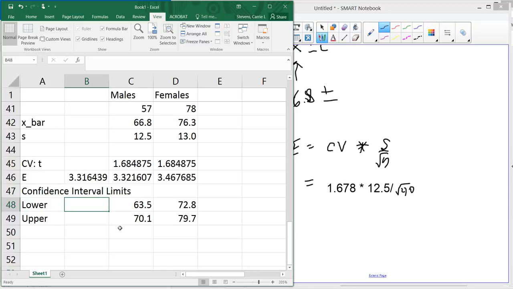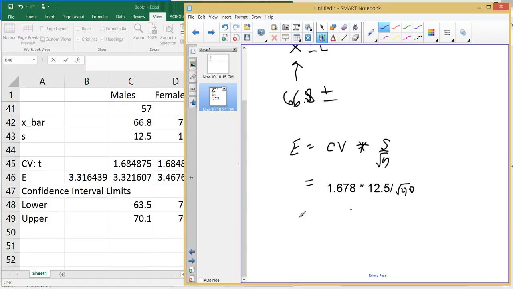And then we have taking our x bar, which is 66.8. So now that I've got my E, actually, let me stop before I do any more steps. Okay, so my E is about E equals 3.316. I'll leave it there.